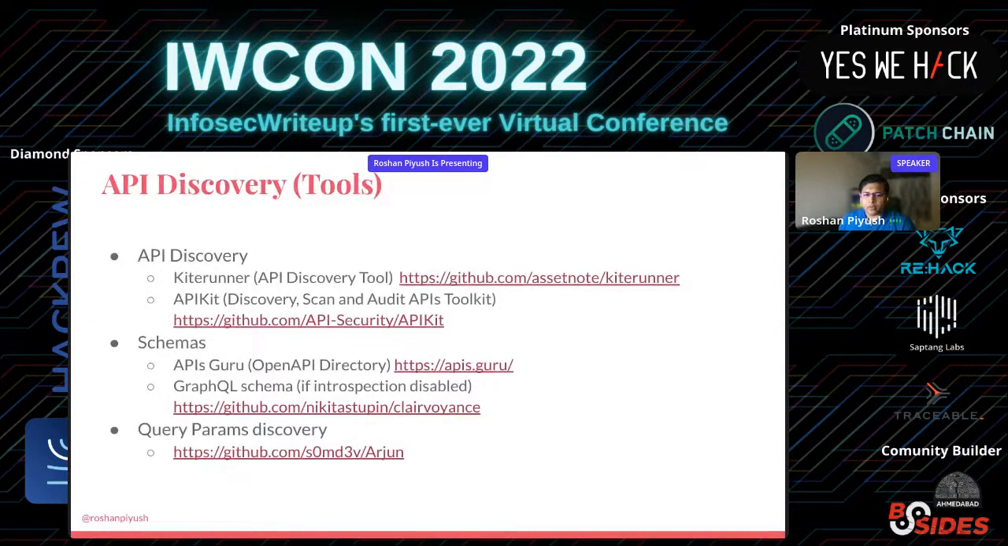And if you want to discover query params, there is Arjun. Even this works in a very different way. It keeps track of what the requests and responses are and compares them when it injects parameters and discovers them.